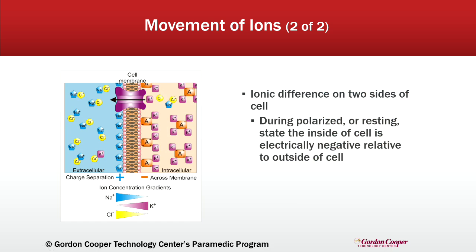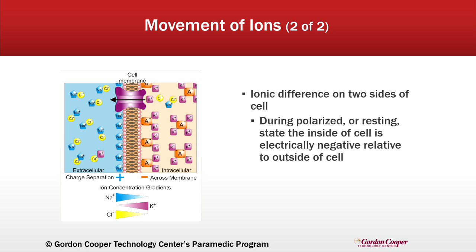So we're still talking about movement of ions, and let's talk about the ionic differences across a cell membrane. The polarized state refers to the resting condition of a cardiac cell, and there's a distinct electrical charge difference between the inside and the outside of the cell. Inside the cell, the environment is electrically negative, while the outside is positively charged. This difference in charge is essential for the cell's ability to function properly.